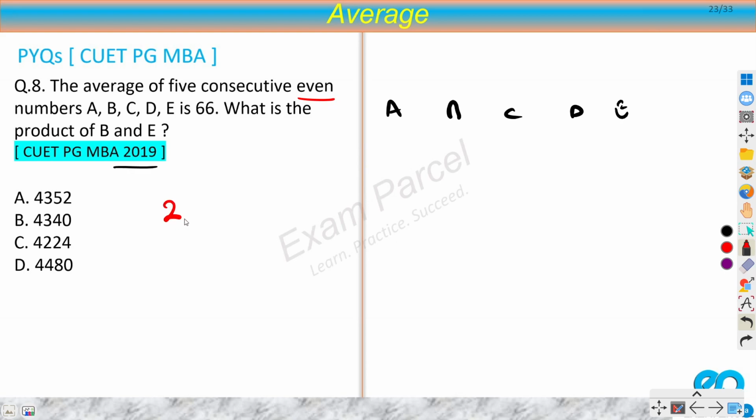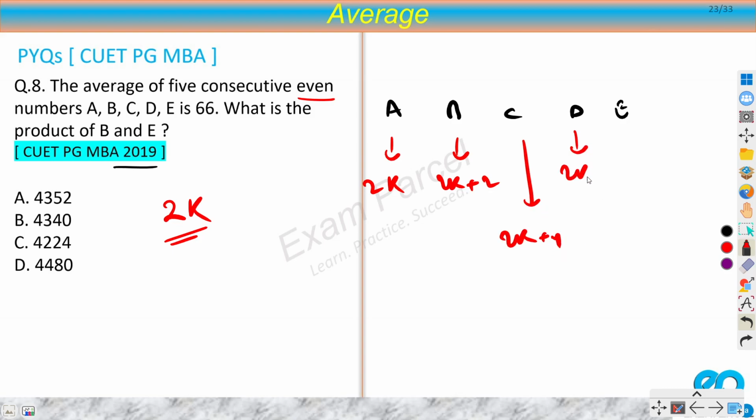So the average of 5 consecutive even numbers. So let's say the even number is 2k, right? So the smallest number is 2k. So this consecutive even number would be 2k plus 2. This would be 2k plus 4. This would be 2k plus 6. And this would be 2k plus 8. Right? Since these are all even numbers, there will be a difference of 2, right? Now what is the product of B and E? So I want to find B into E.